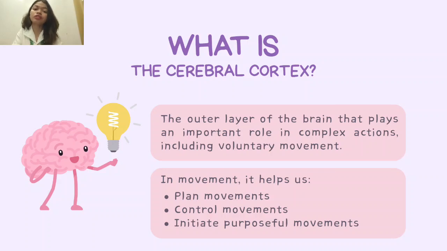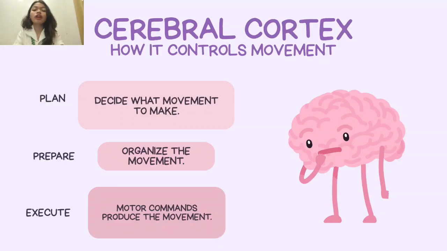So it plays an important role in many complex functions, including movement, sensation, thinking, and decision making. So when it comes to movement, the cerebral cortex is responsible for planning and controlling voluntary movements. So for example, when we decide to walk, raise our hand, or pick up an object, our brain sends signals to the appropriate muscles to perform that movement. The cerebral cortex is divided into different areas, and several of these areas work together to control movement.